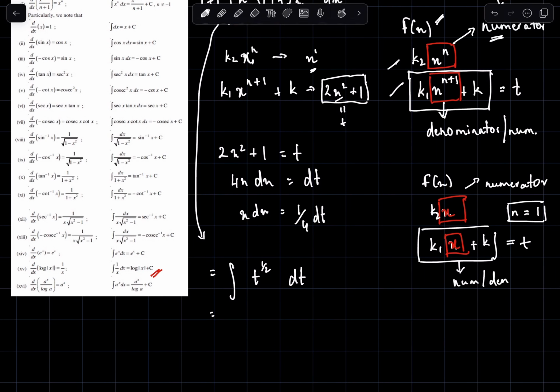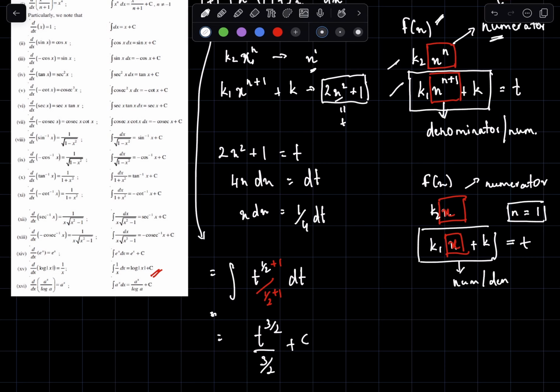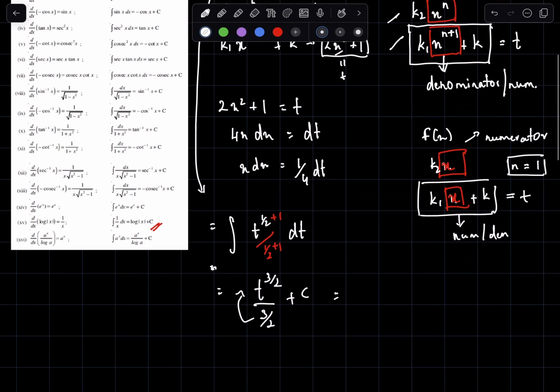So plus 1, again, for those not familiar, half plus 1. Which is equal to t raised to the power 3 by 2 divided by 3 by 2 plus c. Bring 3 by 2 here, remember when you bring it up it inverts, so 2 by 3 times t raised to the power 3 by 2 plus c. Now what is your t? T is 2x squared plus 1, which is equal to 2 by 3 times 2x squared plus 1 raised to the power 3 by 2 plus c.